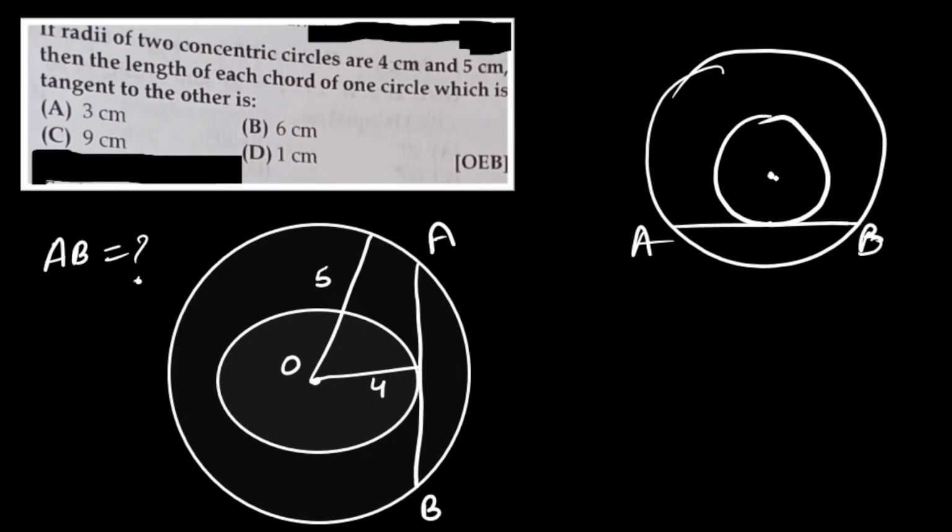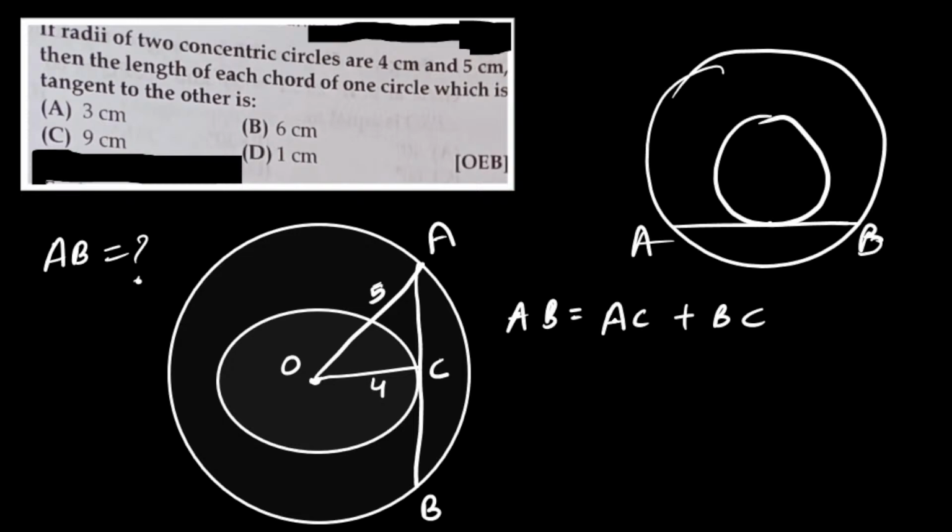The radius is given to us. The bigger circle's radius is 5 and the smaller one is 4. So this is 4, and if I join O to A, this is 5 because this is the radius of the bigger circle. Here also we have to do the same way as the previous question. We have to find the length of AB. Here I'll write point C. So AB is AC plus BC.